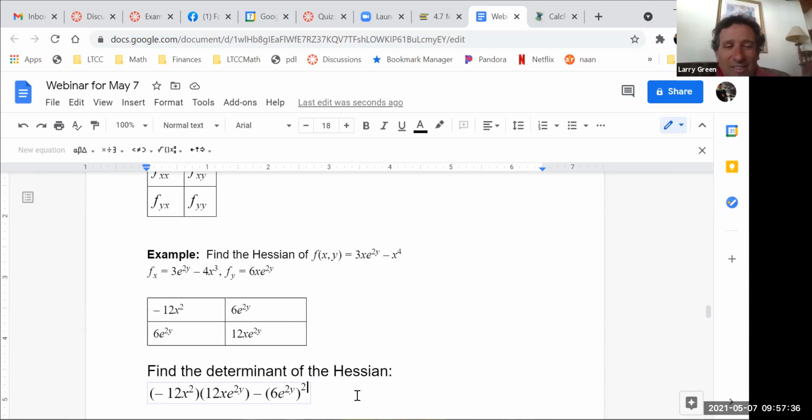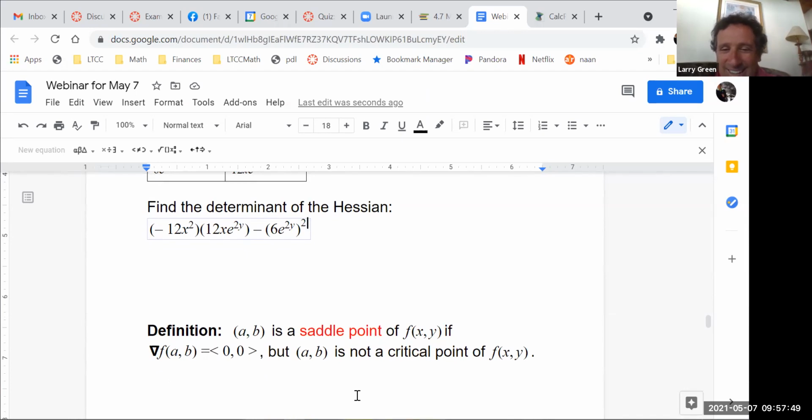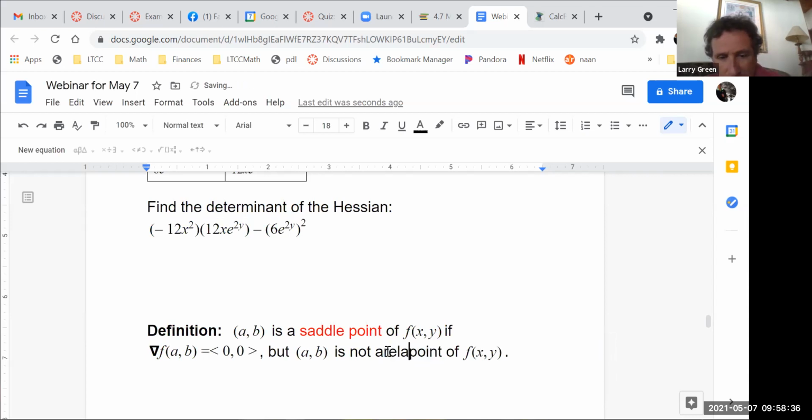Okay. So here's a big definition, and so I'm not just saying some off-topic thing, it really comes from that, and it's called a saddle point. Because most people don't sit on a horse without putting a saddle on that horse. It's just part of horseback riding. So AB is a saddle point of f of xy if the gradient of f is equal to the 0 vector, but AB is not a relative maximum or minimum of f of xy.